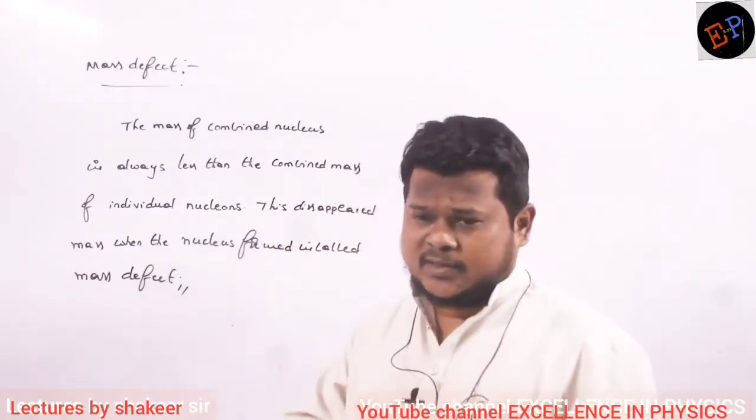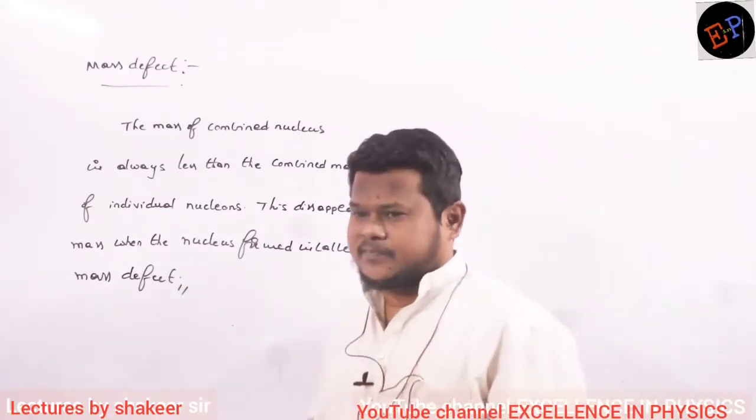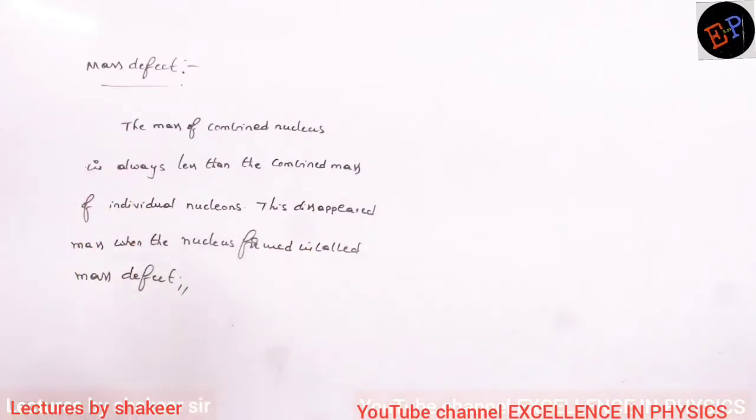So some mass has disappeared when the nucleus has formed. That disappeared mass itself is called mass defect. Are you able to understand? For example, how can I calculate mass defect?